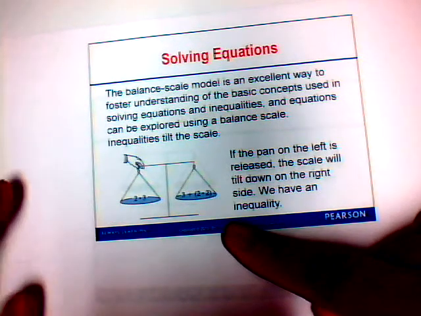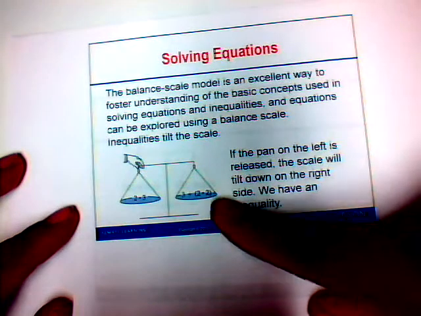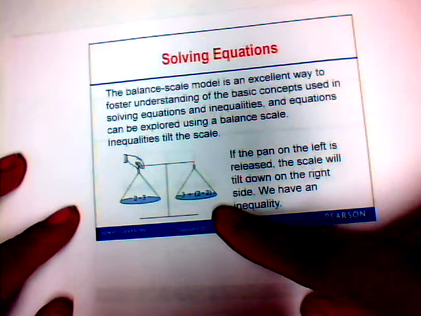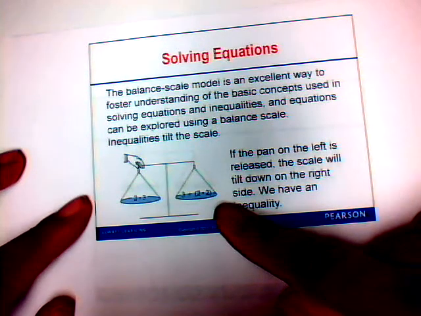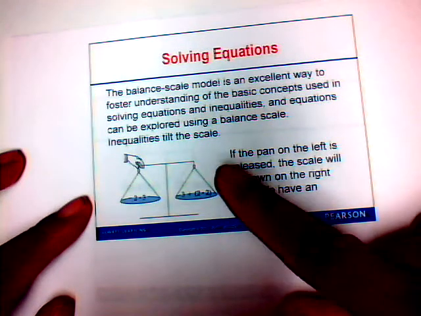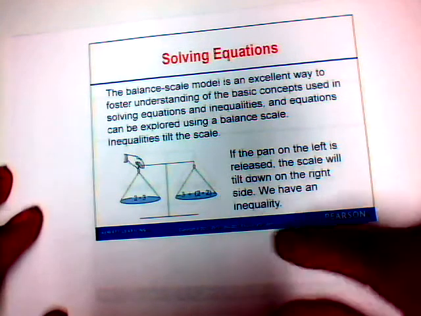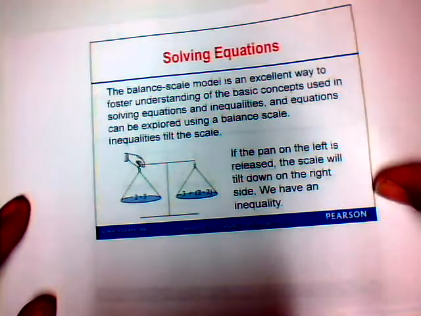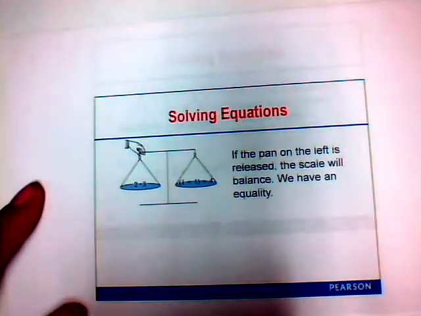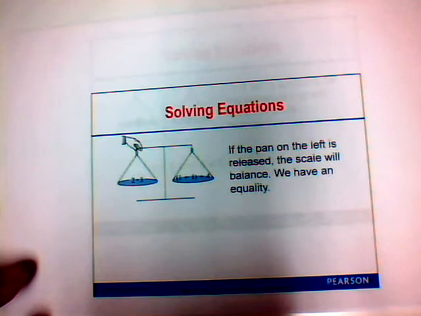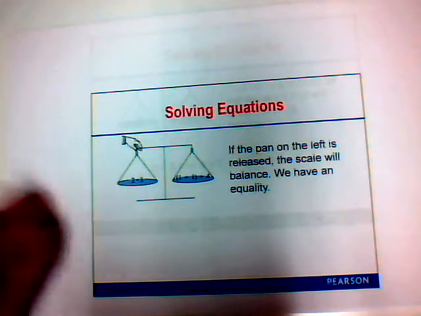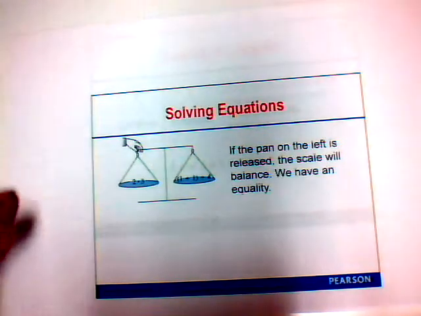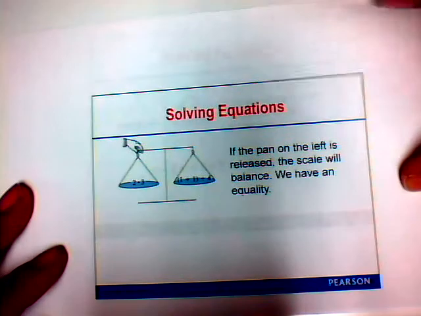So if you have something heavier on one side of the scale, it's going to tilt down. That means that one side is heavier than the other, which means we have an inequality. And if the pan on the left is released, the scale will balance, which means we have an equality. That means that the left side is equal to whatever is on the right side.